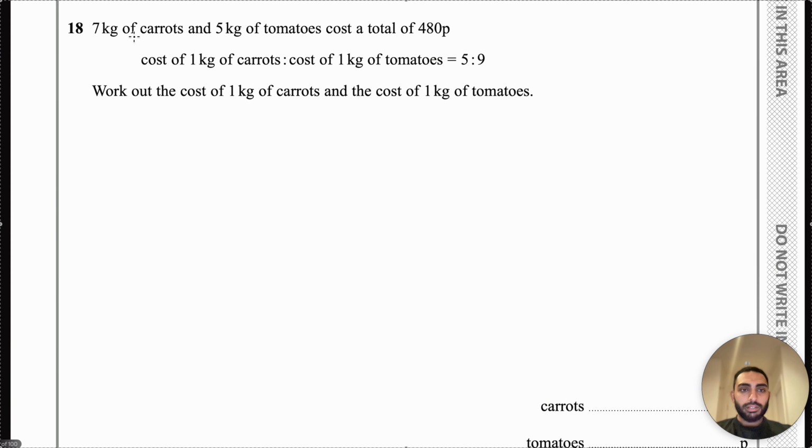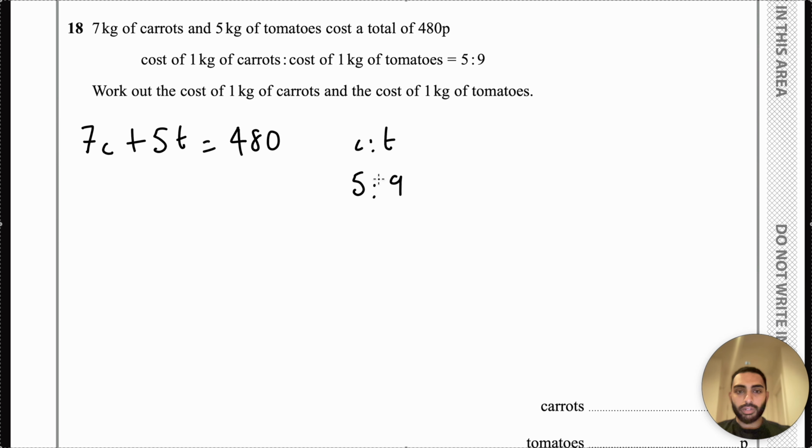Question 17. 7 kilos of carrots and 5 kilos of tomatoes cost a total of 480p. Let's just translate this into an equation. I've got 7 lots of the carrots plus 5 lots of the tomatoes is equal to 480p. The cost of 1 kilo of carrots to 1 kilo of tomatoes, so I've got carrots to tomatoes is in the ratio 5 to 9.